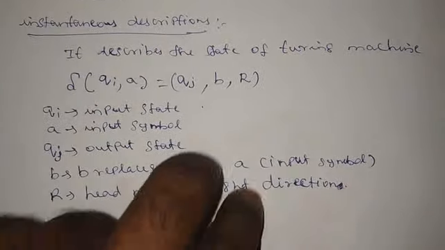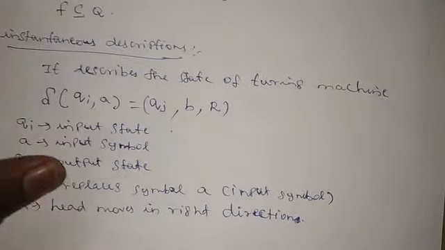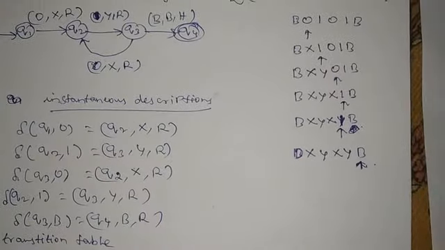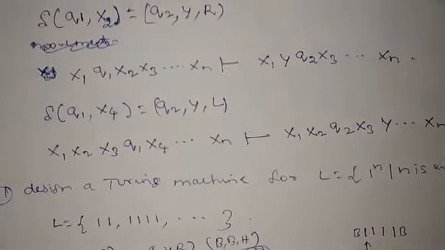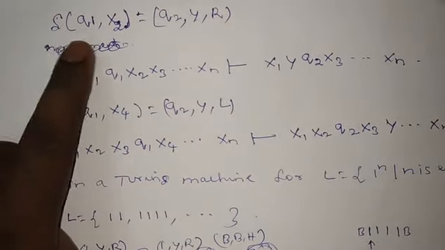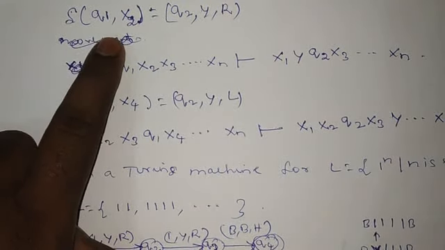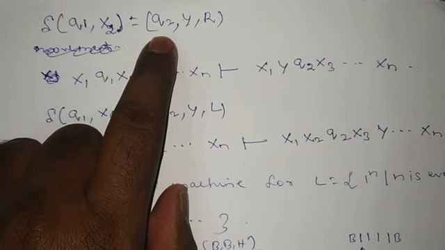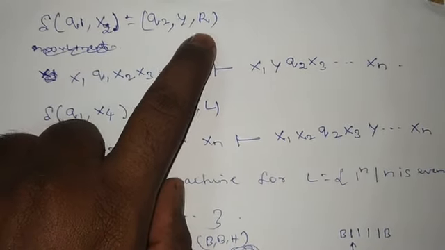But when you practically apply it, how does it actually move? We'll have a description of it. Now, see here. This is called the instantaneous description. So I am actually simulating the movement of a Turing machine here. So let us see. Q1 is called the input state, and I apply the input symbol X2. That means it moves to the state called Q2. Q2 is called the output state. X2 is replaced by Y, and I move in the right direction.